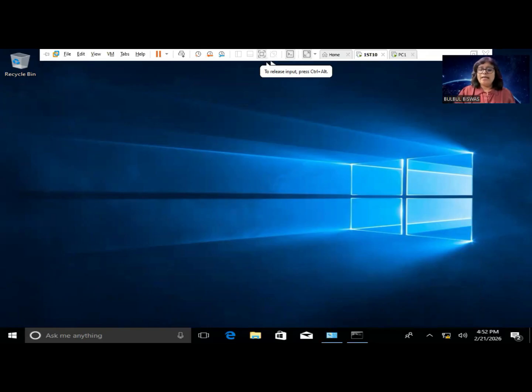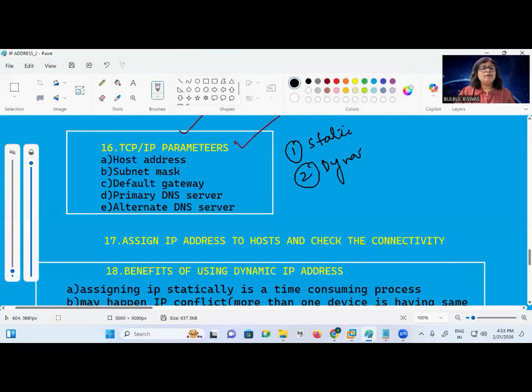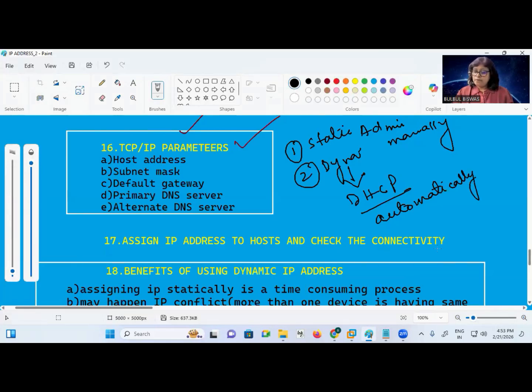So what are the ways I can assign an IP to my device? I can assign the IP in 2 ways, static and dynamic. Who is assigning static? The admin, manually. Clear? Who is assigning dynamic? Nothing but my DHCP server, automatically. So whenever we are going to assign an IP to a host, I can go for static or I can go for dynamic.